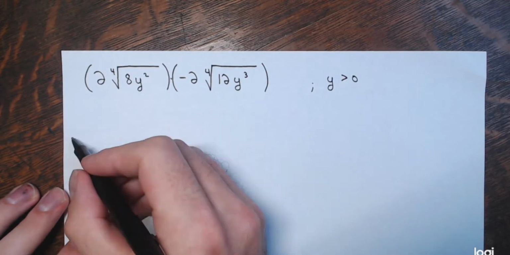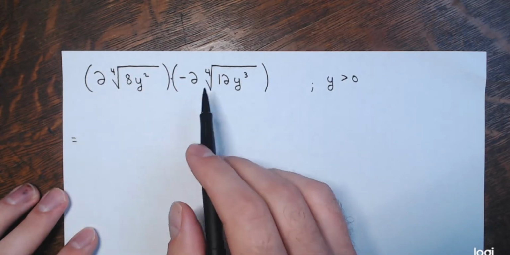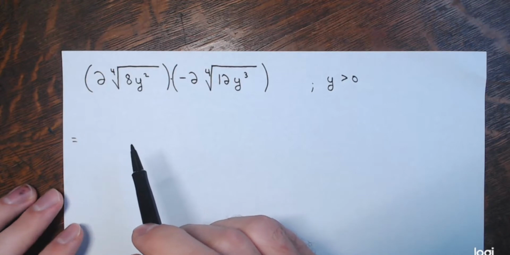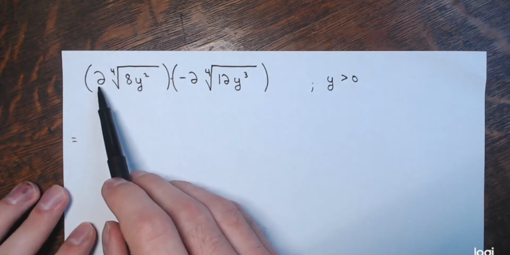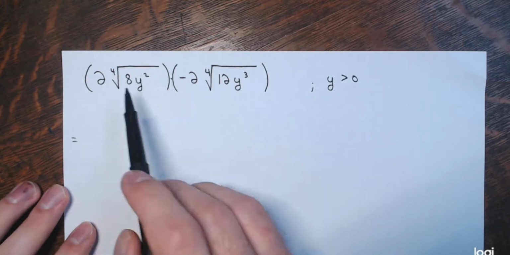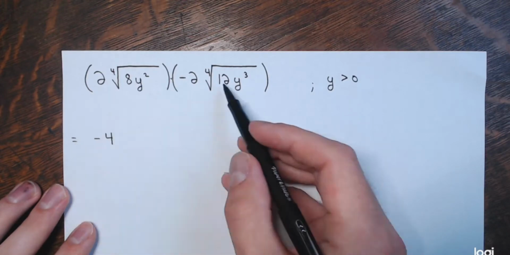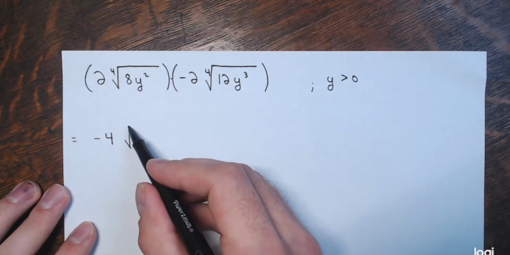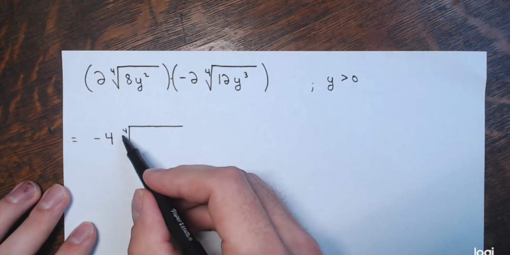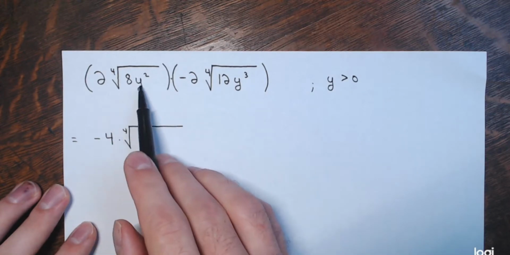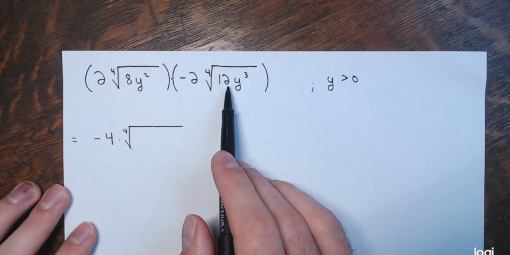Now, as I've been saying, when you're multiplying radical terms, you multiply the non-radical factors, right? 2 times negative 2 is negative 4. And then you multiply the radical factors, right? With the fourth root. So negative 4 times the fourth root. Now 8, and then, use the product property.